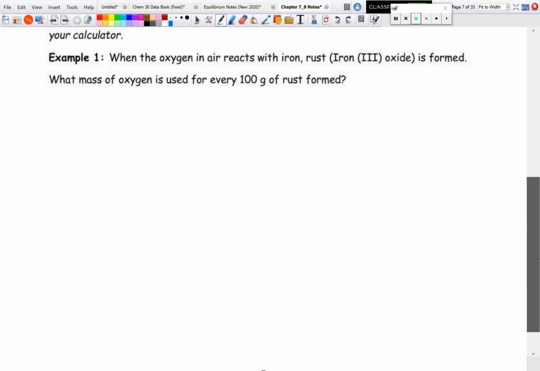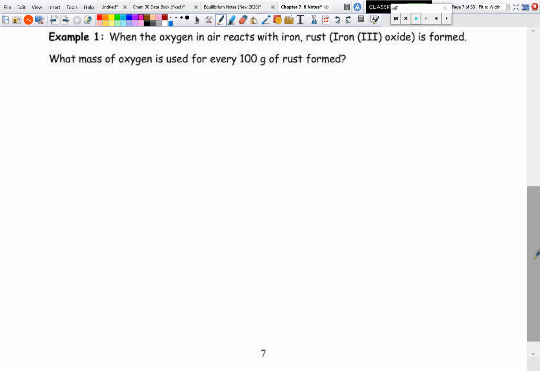So example 1, let's have a look at this. It states, when oxygen in air reacts with iron, rust, iron(III) oxide, is formed. What mass of oxygen is used for every 100 grams of rust formed? So our first thing, of course, is the reaction. It's the formation of rust. So what that means is our step 1 is our balanced equation.